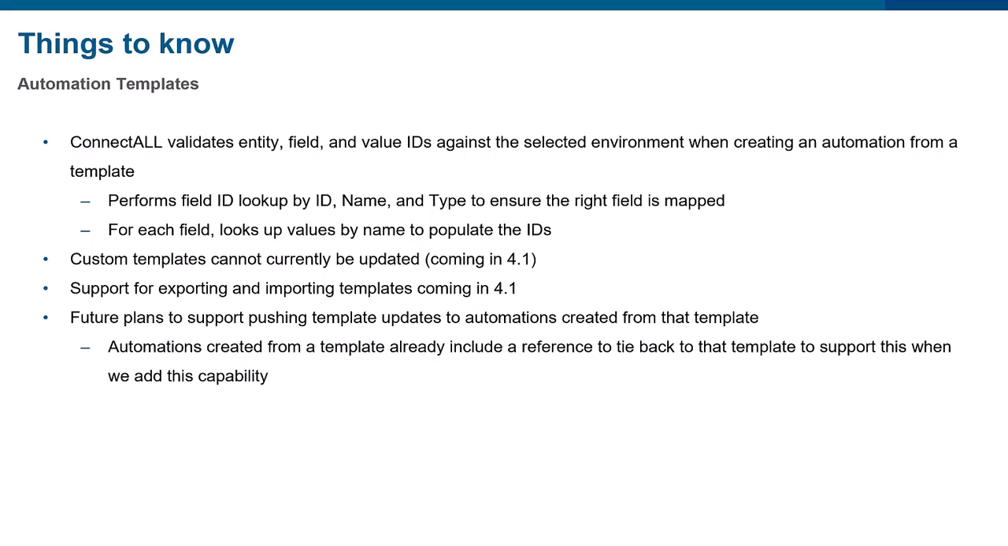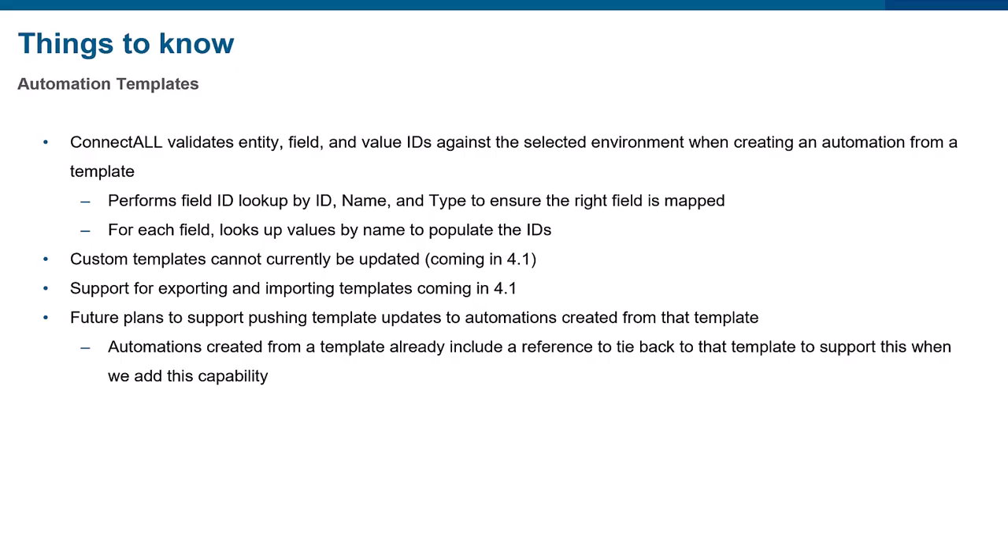This was a stretch goal that we just didn't quite reach. We do also have future plans for allowing you to take a template and push updates to the automations created from that template. To support this, we are already putting a reference from the automation created by the template back to its parent template, so that if someone creates a custom template, creates a bunch of automations from it, and in the future we add this management of automations from the template, the infrastructure will already be in place to push those updates into existing automations.